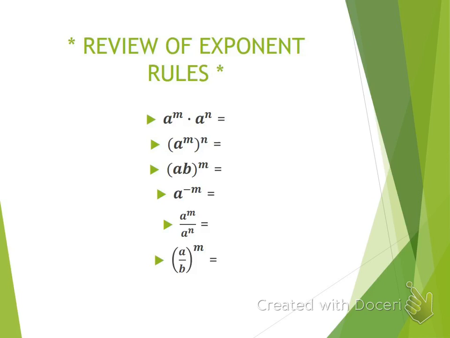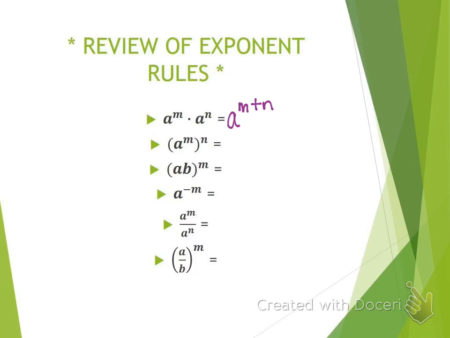All right, here is a big review of our rules of exponents. This looks very small and condensed, but these are very important. So some of them we've already talked about briefly. If we have a to the m times a to the n, we're multiplying the same base. What do we do with the exponents? We add them. A to the m plus n.